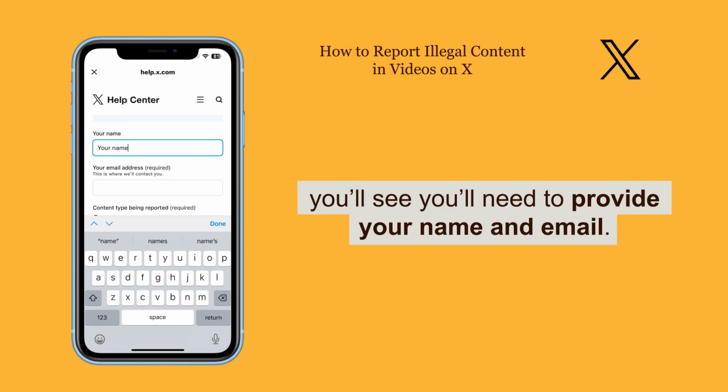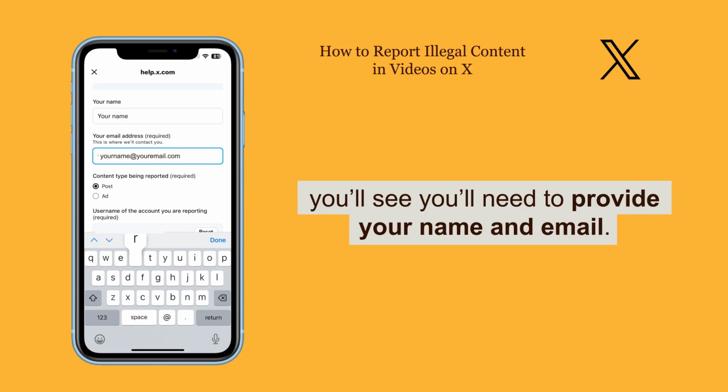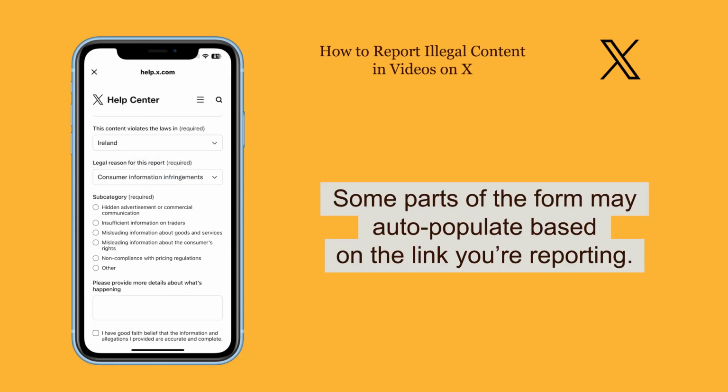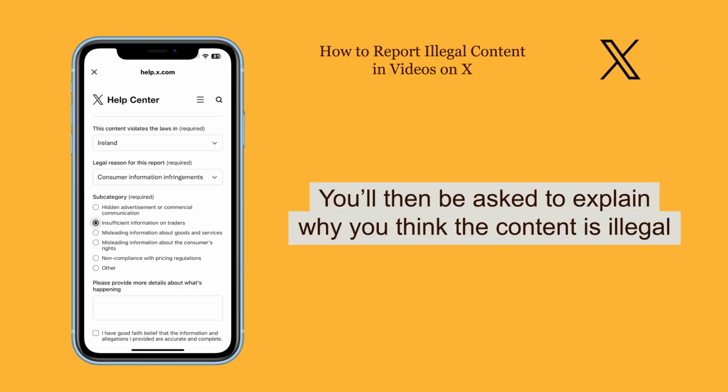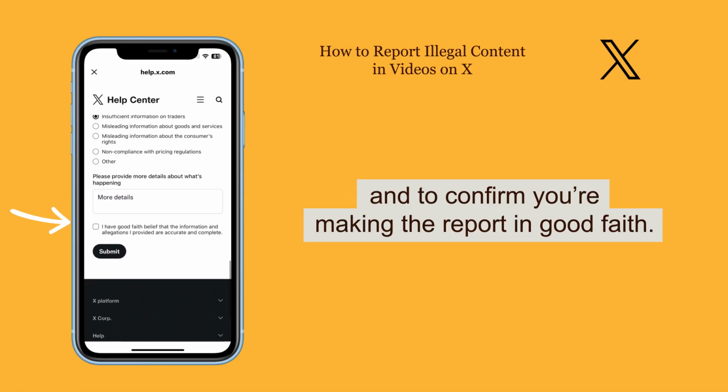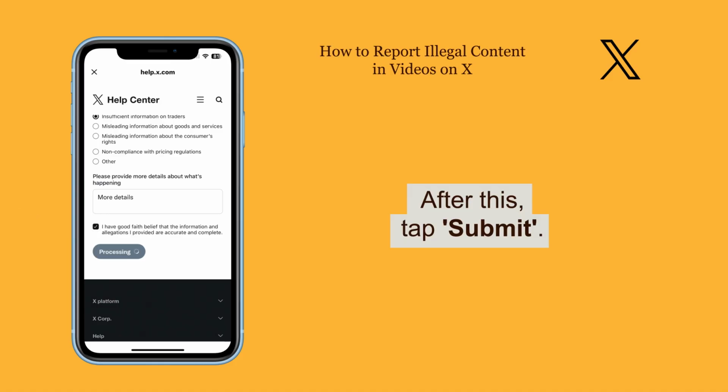This screen will then appear with information about EU reporting, and if you scroll down to the bottom of the page, you'll see you'll need to provide your name and email. Some parts of the form may auto-populate based on the link you're reporting. You'll then be asked to explain why you think the content is illegal and to confirm you're making the report in good faith. After this, tap Submit.